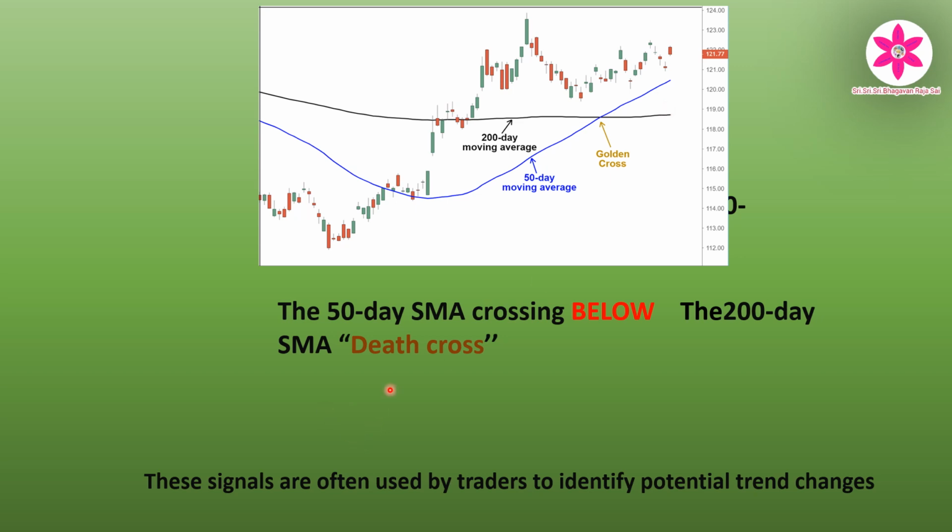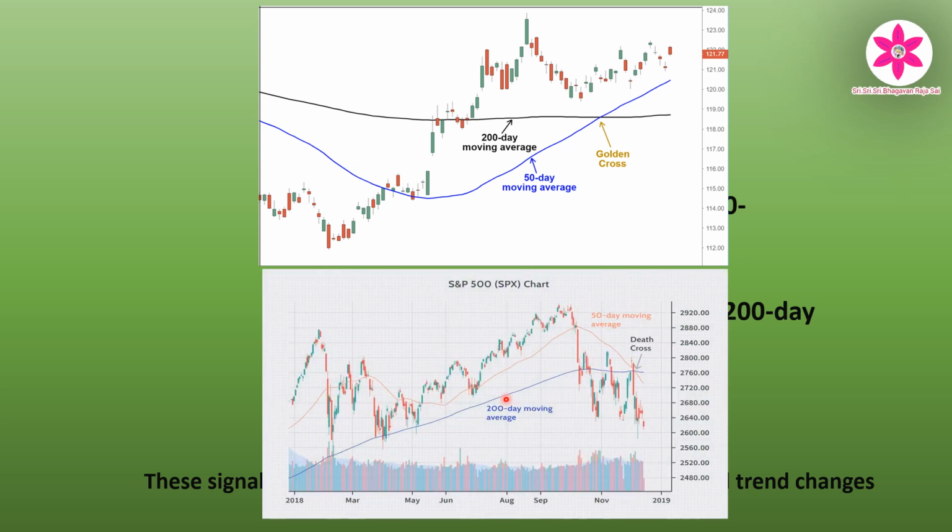Right. The next one is Death Cross. When the 50-day SMA is crossing below the 200-day SMA, then such a crossing is called a Death Cross. Now you can see in the chart here, that is the 200-day moving average, this is the 50-day moving average in red color, this is in blue color, right? So it is crossing below the 200-day moving average level. Such a crossing is called a Death Cross. So here this is the Death Cross, this is the Golden Cross.